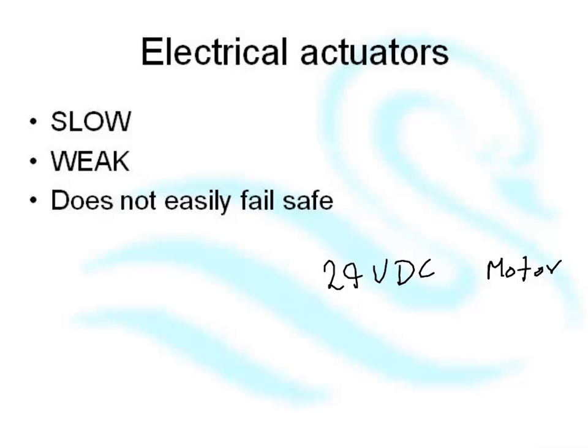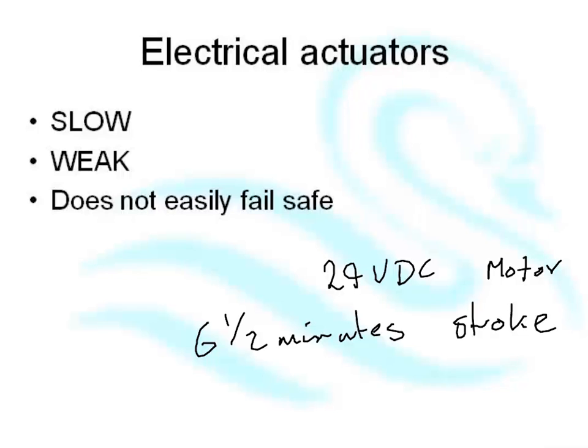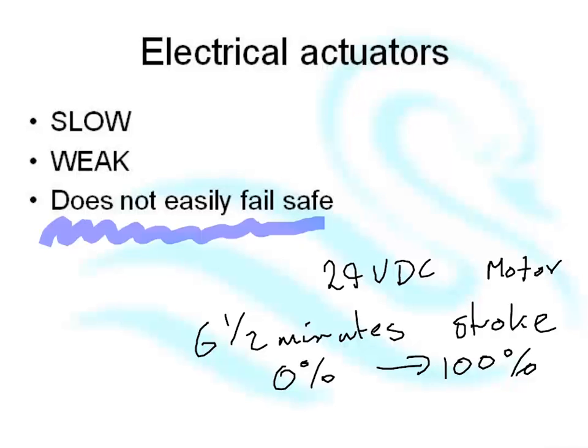The problem with this is that a typical electrical actuator takes 6.5 minutes to stroke. That means it takes 6.5 minutes to go from 0% to 100%. Now that is very, very slow. The other big problem with an electrical actuator is it doesn't easily fail safe.